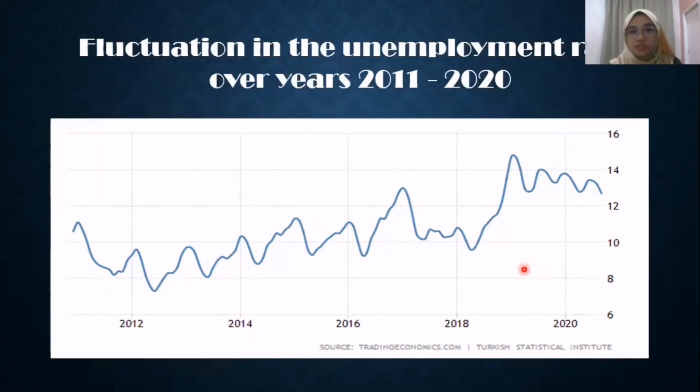As you can see here, this is the unemployment rate over 10 years, where between 2018 and 2019 the highest unemployment rate is here. It is due to the currency crisis in 2018, which continued to weigh on workers. In 2018, there was a currency crisis in Turkey, which continued to put a burden on the workers until the year of 2019.